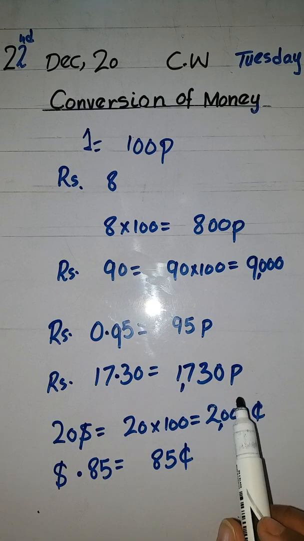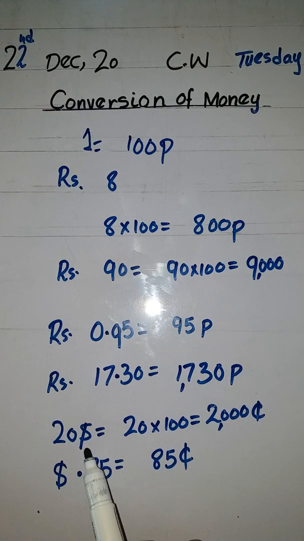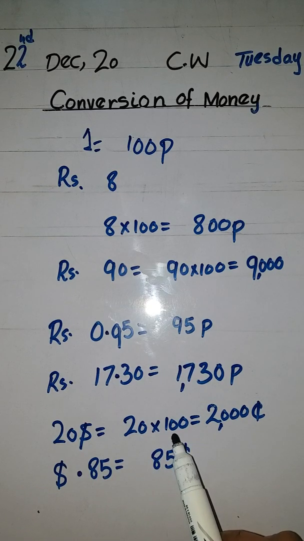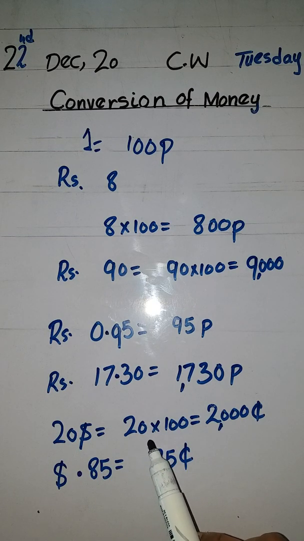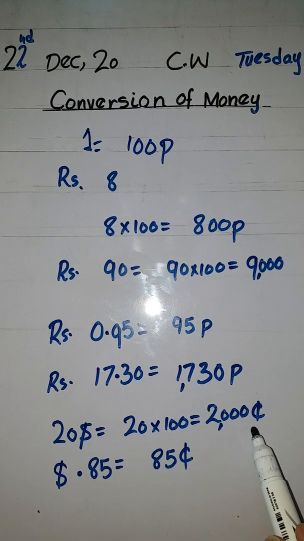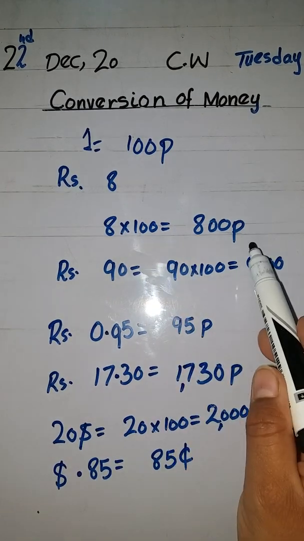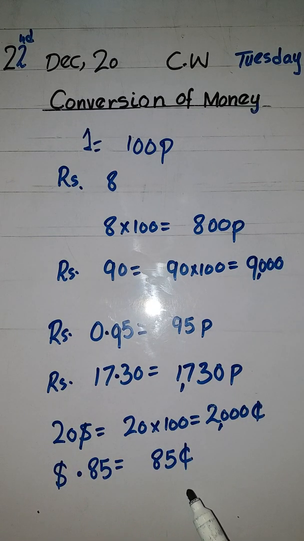So, I am going to tell you the short way. $20. Now we have to convert dollars into cents. We will multiply 20 with 100 because there are 100 cents in $1. So we will multiply again with 100 to get the cents. So 20 multiplied by 100, the answer will be 2,000. Again, now you have $0.85, the last one. What you will do is remove the point and put the cent sign. So this is the way to convert rupees into paisas and dollars into cents.